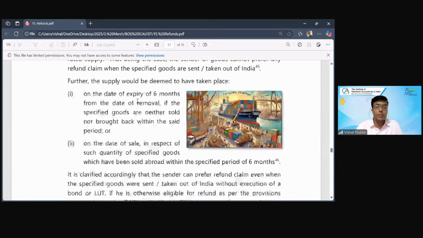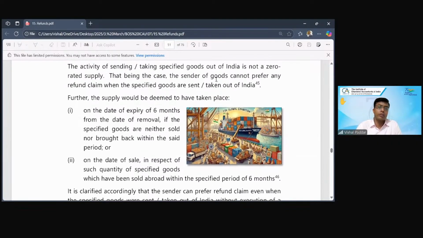So what is the tax treatment? What they say is the supply would be deemed to have taken place. Now, actually, there is no supply. However, if you are not able to prove this or do this, we will deem that the supply has happened. So when will we deem that the supply has happened?